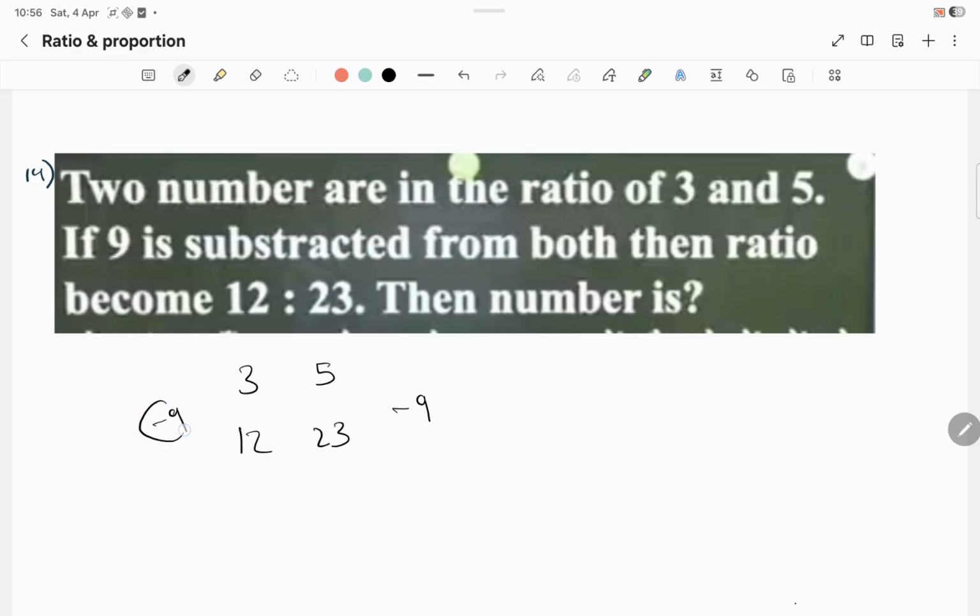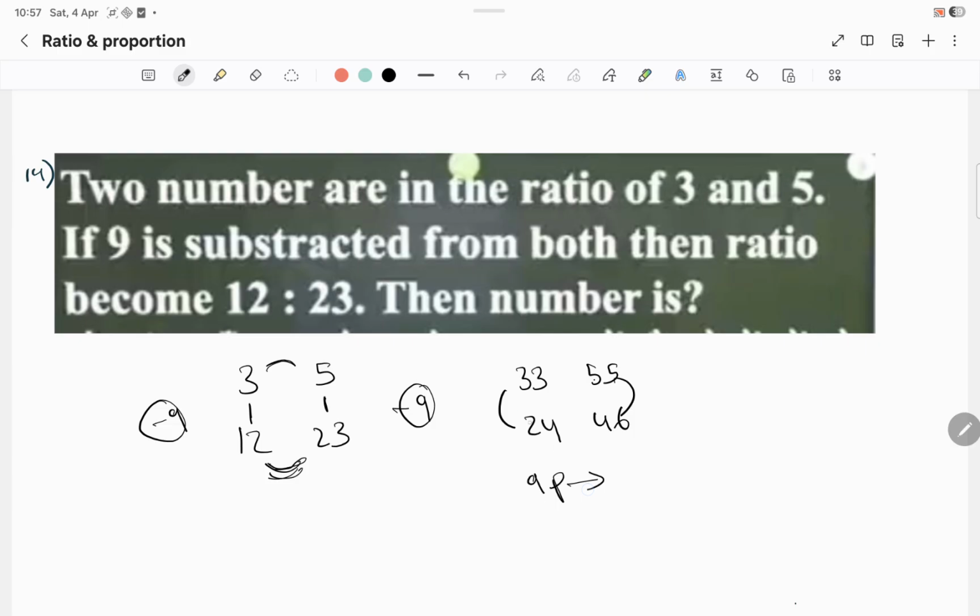Check that if on both the sides 9 is subtracted, this difference must be same. 12 minus 3 is 9, okay, but 23 minus 5 is 18. It should be same. What to do? With this difference, multiply this second ratio, and with this difference we need to multiply the first ratio. Now the bottom difference is 11, so multiply the first ratio, 33 and 55. Then second ratio must be multiplied by the first difference, 24 and 46. Now check it, 9 parts, 9 parts.